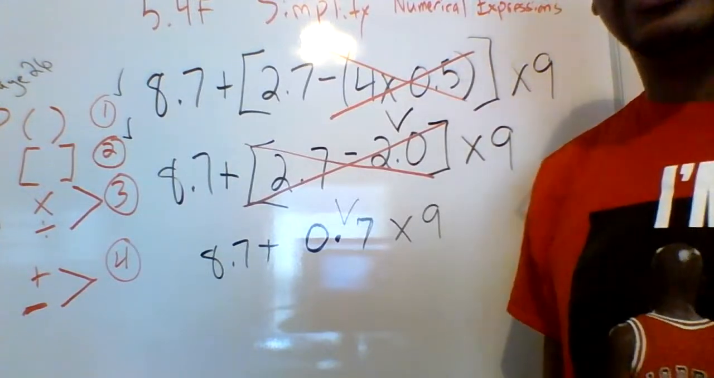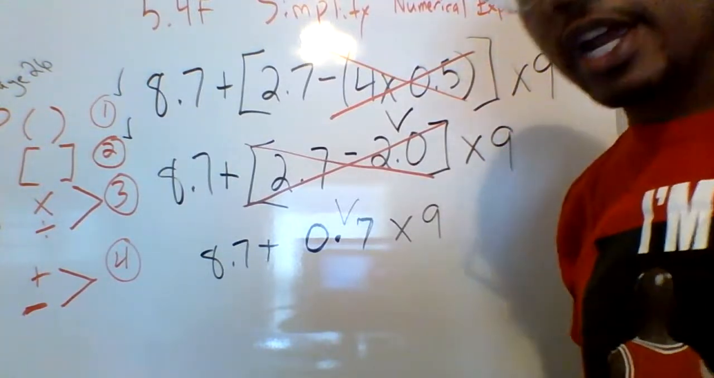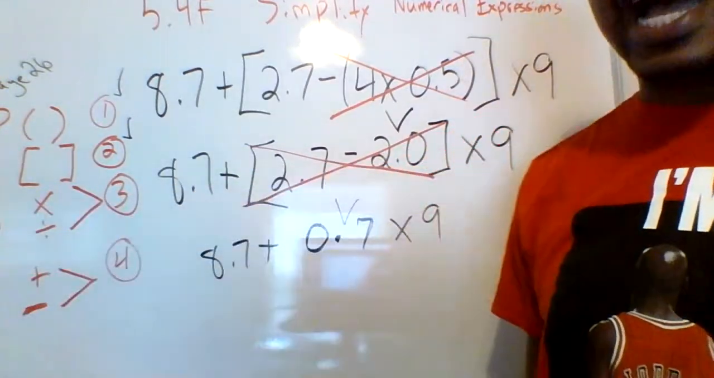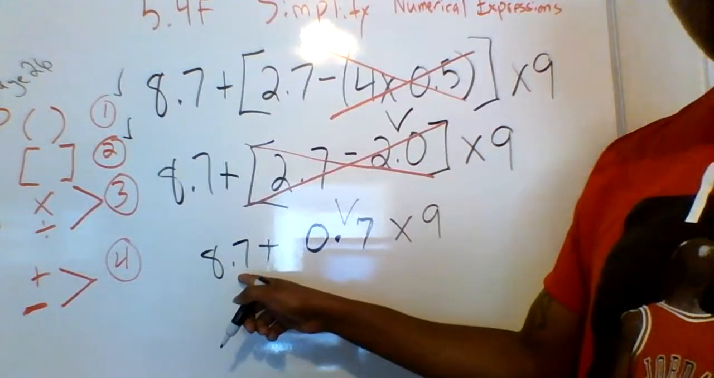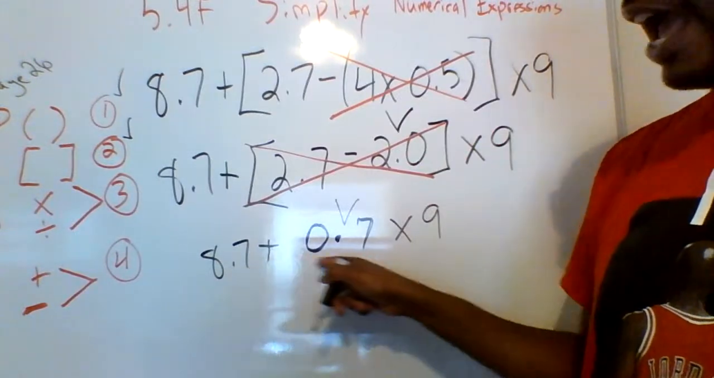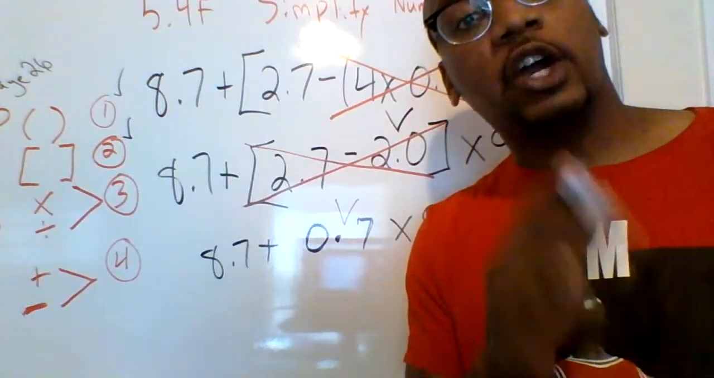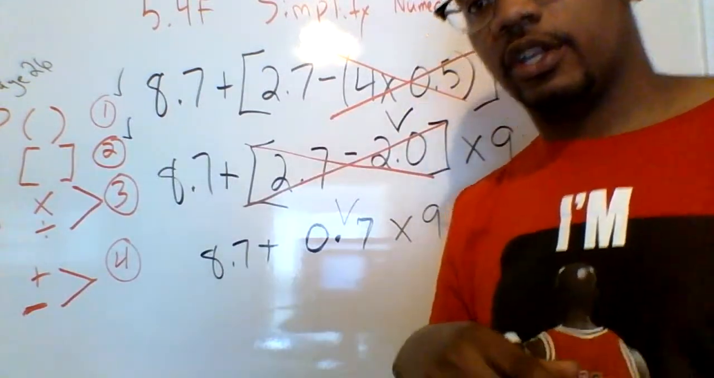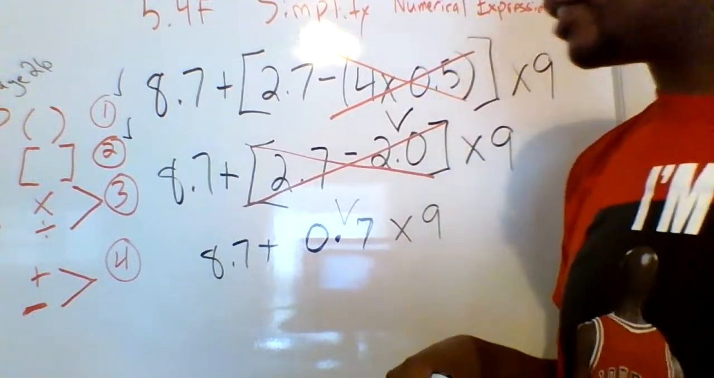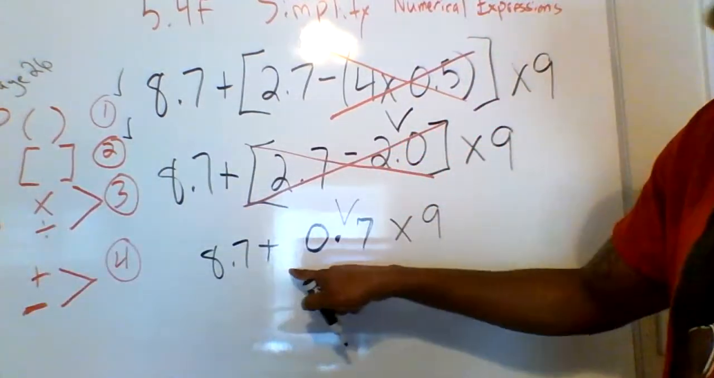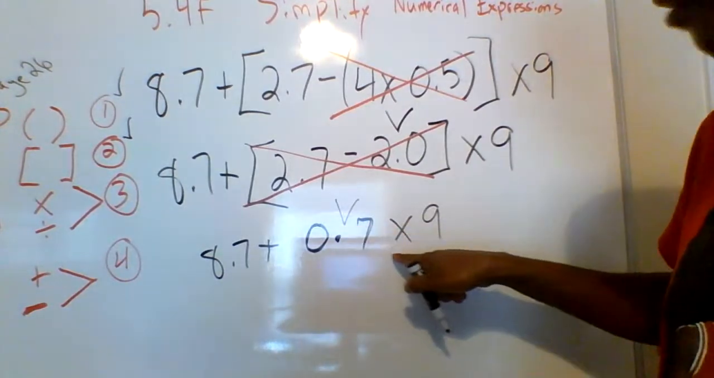Now, step 3 is multiply or divide. Don't add first, because if you add this, then try to multiply, you're going to get the wrong answer, because you're not going in order. The order says multiply or divide. So I'm not going to do this part yet. I'm going to multiply.